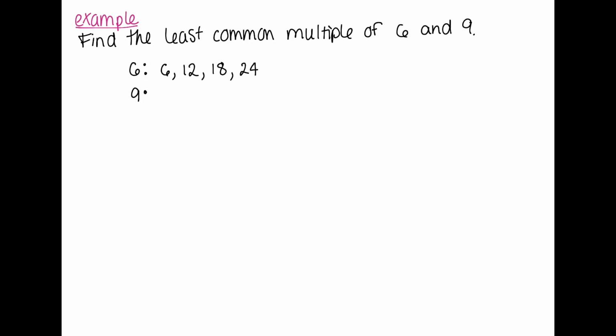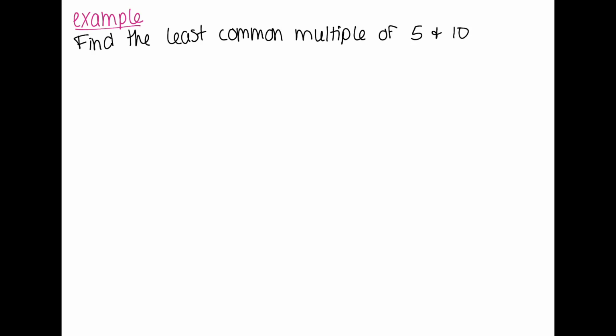Let's do some multiples of 9. So we have 9, not on both lists. 18. 18 is on both lists. And since it's the first common multiple, it is the least common multiple. So our answer for this problem, the least common multiple of 6 and 9, is 18. Let's do one more.